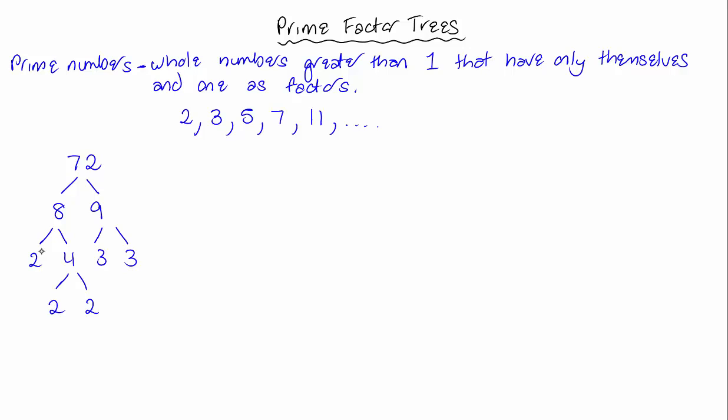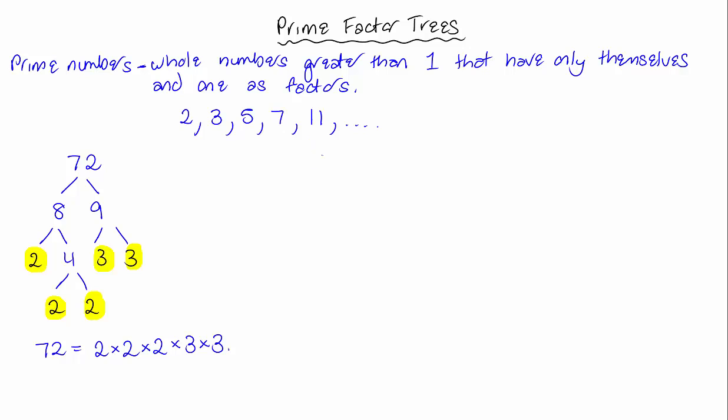Okay, so these numbers down the bottom of the branches are our prime factors. So 72 can be written as 2 times 2 times 2 times 3 times 3. Now the thing to remember is it doesn't matter what I start with.